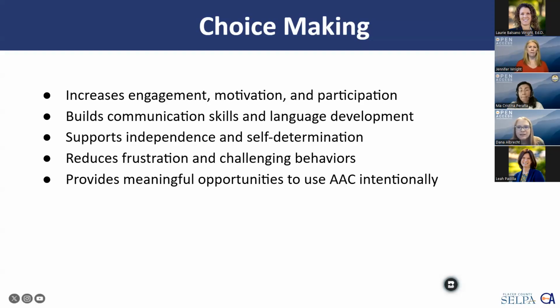Ultimately, choice making is more than just a teaching strategy. It's really a fundamental part of giving our AAC users a voice and supporting their learning and including them fully in their daily activities. By consistently providing them opportunities to make choices, we're really helping them to develop communication, independence, and agency, and really setting that foundation for lifelong learning and exploring.